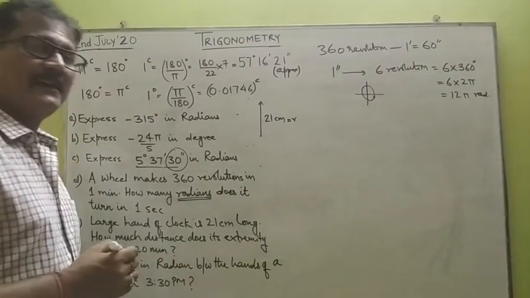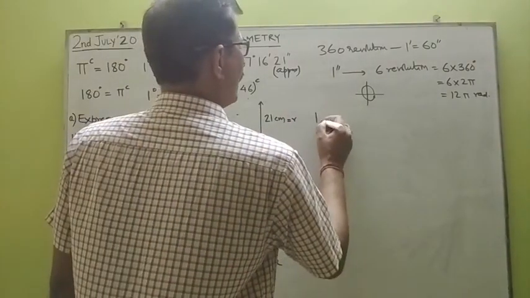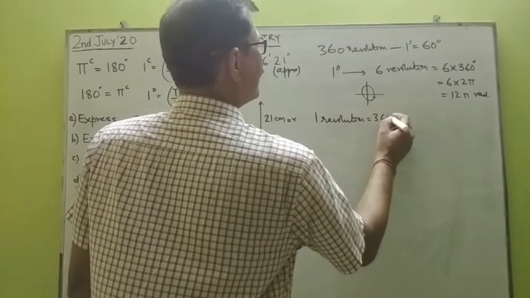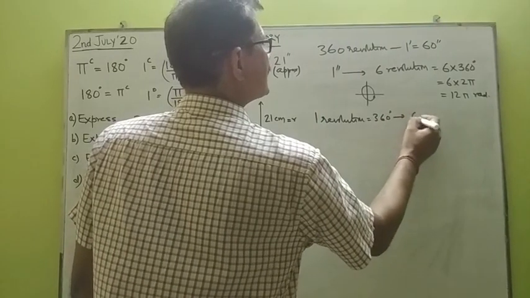And you know that the minute hand completes 1 revolution. 1 revolution, that is 360 degrees, is made by the minute hand in how many minutes? 60 minutes.